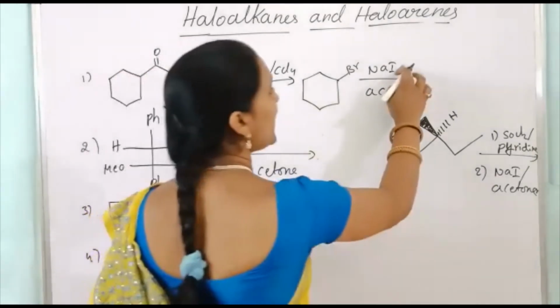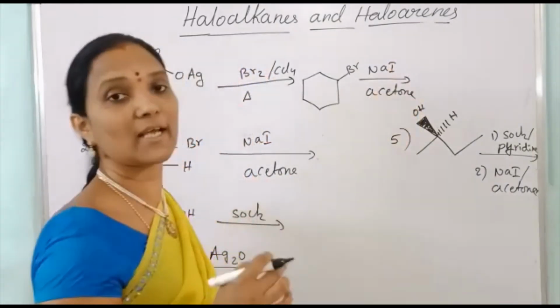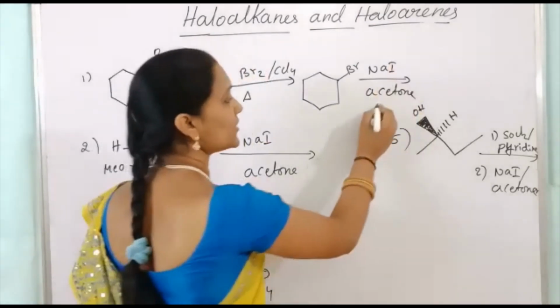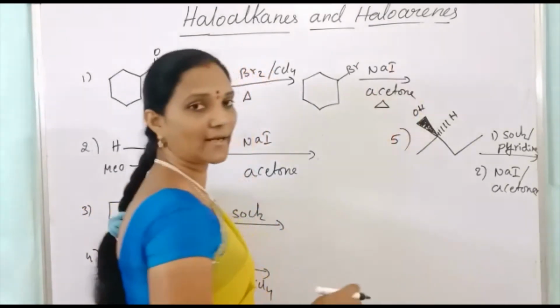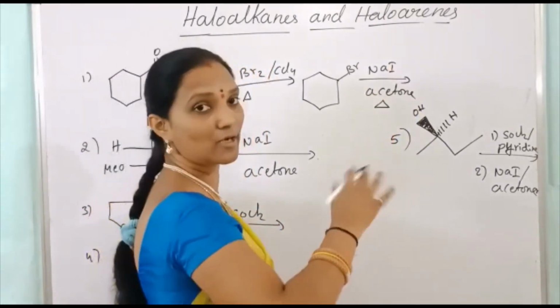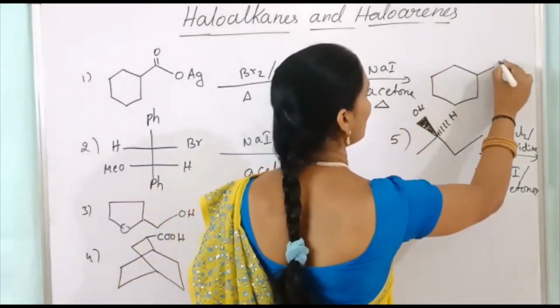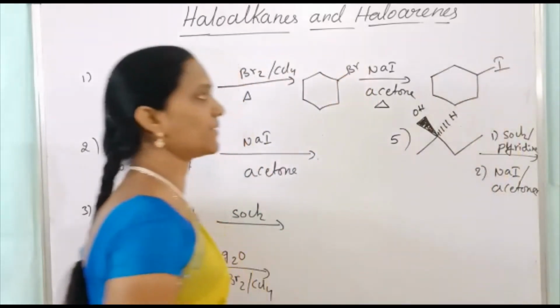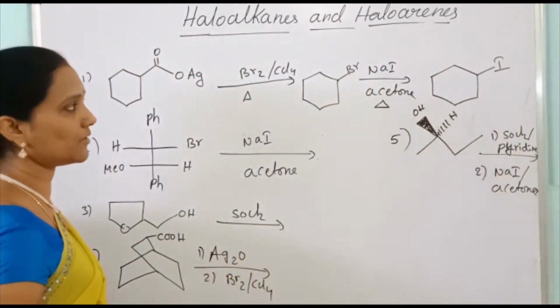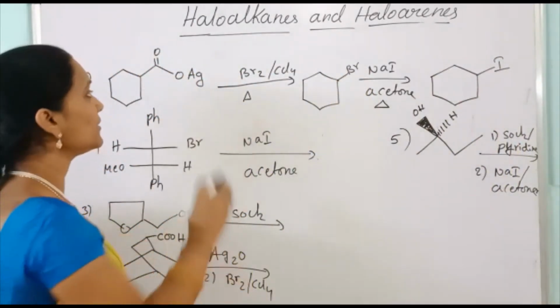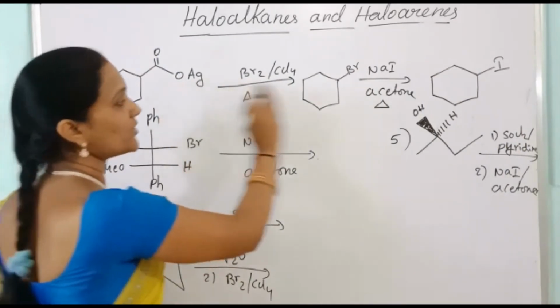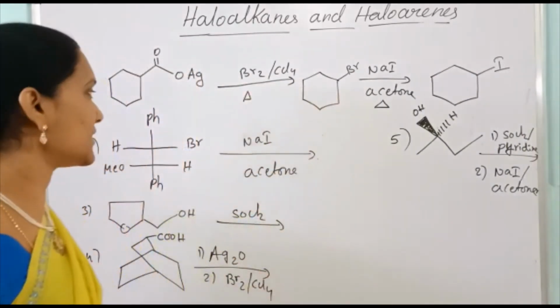But a continuation is given: reaction with sodium iodide in the presence of dry acetone. This reaction is the Finkelstein reaction, a halogen exchange. So bromide is replaced by iodide, giving iodocyclohexane. This is the answer. Okay. So the Hunsdiecker reaction and the Finkelstein reaction. So see the next one.